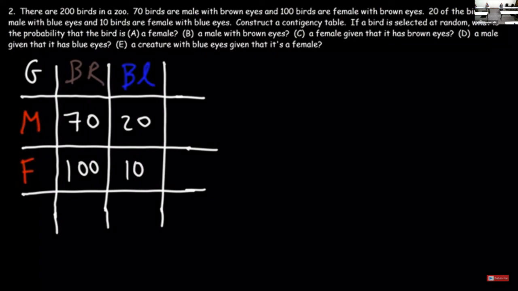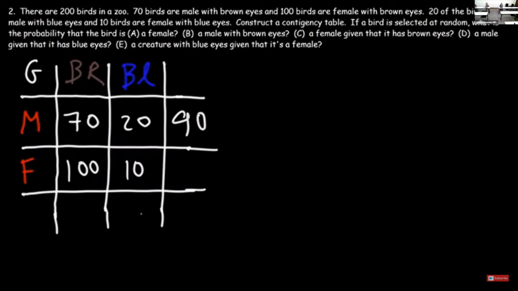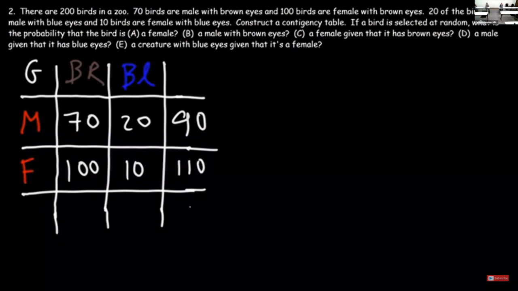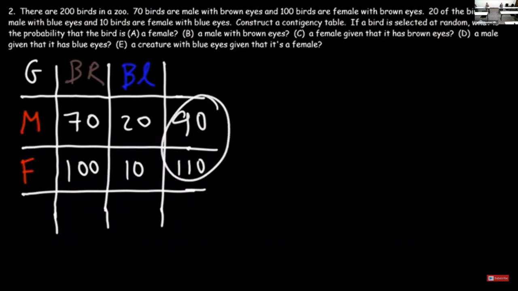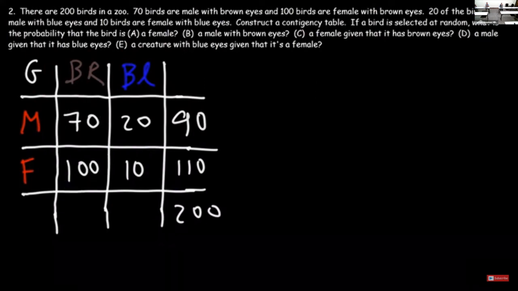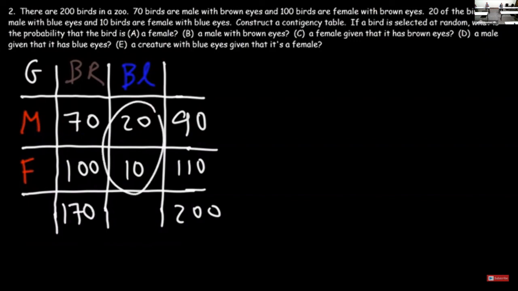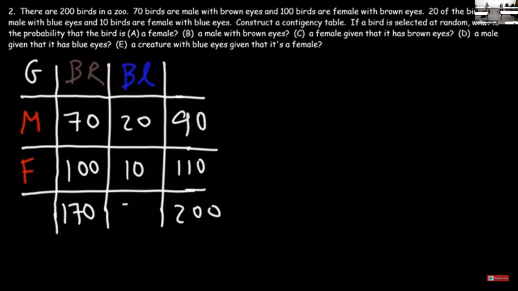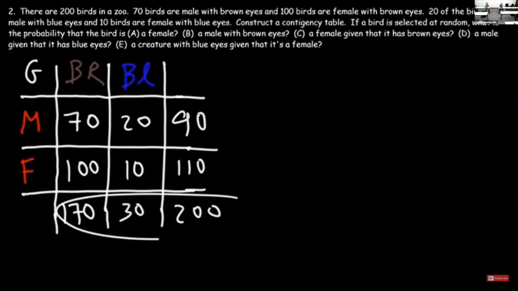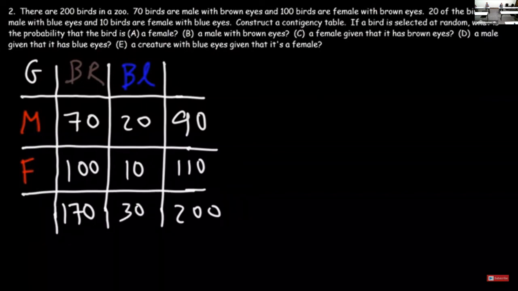So what's the total number of males? 70 plus 20 is 90. Now the total number of female birds is going to be 100 plus 10, which is 110. So adding these two will give us a total of 200 birds in this zoo. Now let's add these numbers. So the total number of birds with brown eyes is 170. The total number of birds with blue eyes is going to be 30. And we can see that 170 plus 30 is 200.